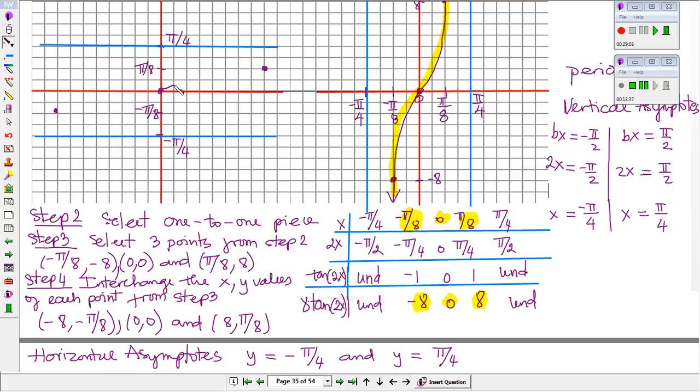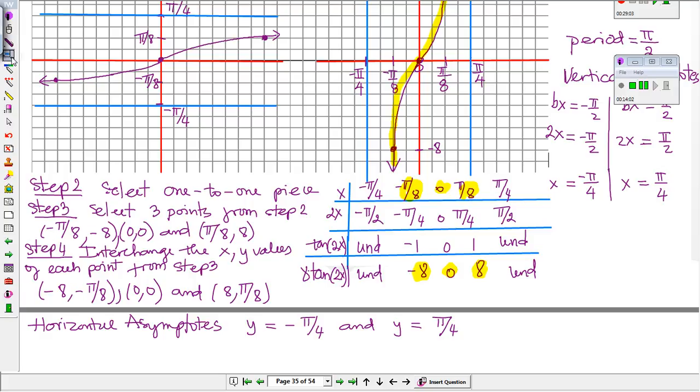So now we have the 3 points. So now we just need to connect the 3 points with the curve. So from 0 to 8, it will be increasing. For the second, from negative 8 to 0, for this domain it will be decreasing. That's it. So this is the graph of the inverse tangent.